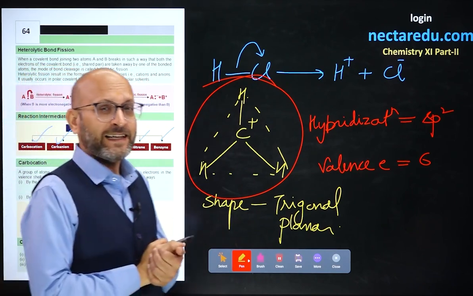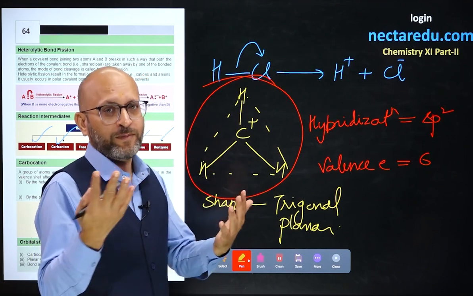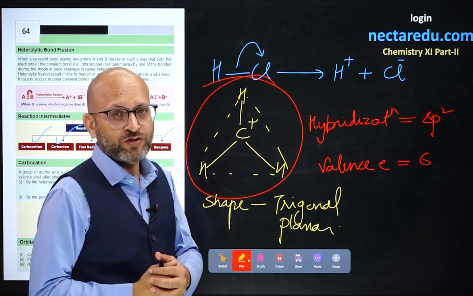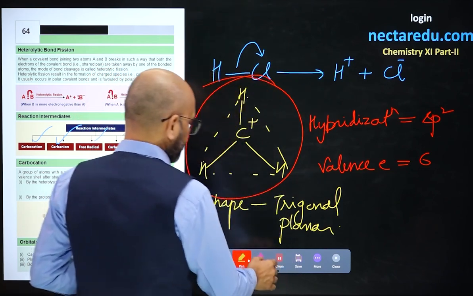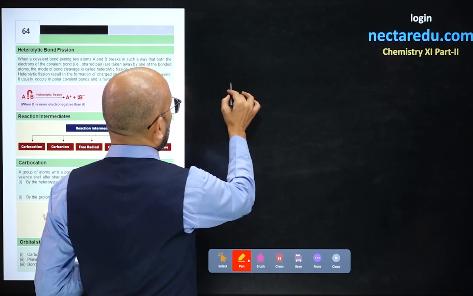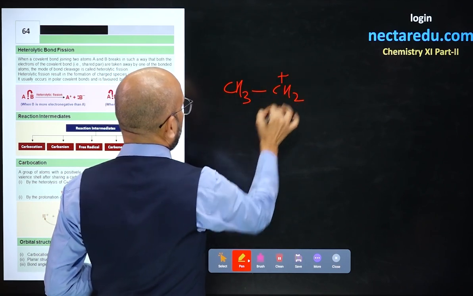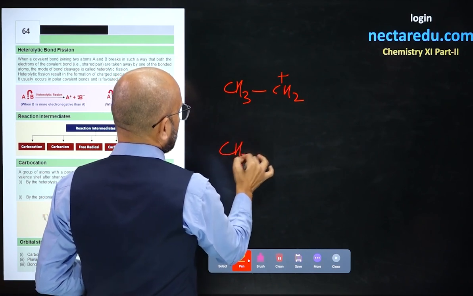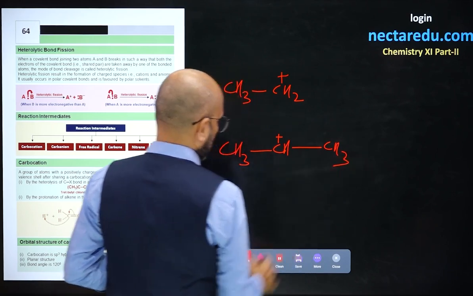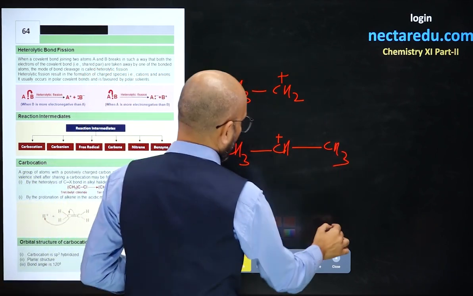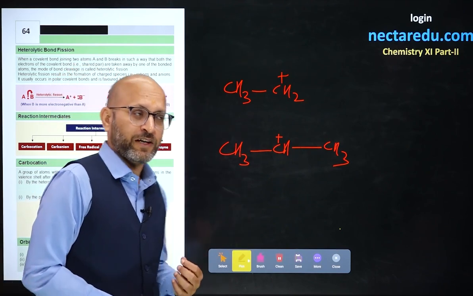And what increases the stability of a carbocation? The more resonance with the carbocation, the more stability. The more hyperconjugation, the more stability. For example, if I ask you, I have a carbocation like this, and I have another carbocation which has something like this structure. So what do you think? Which one will be more stable? You have to see which phenomenon is happening over here.